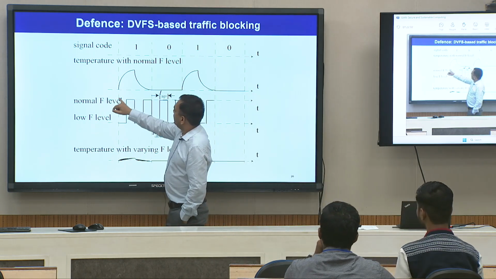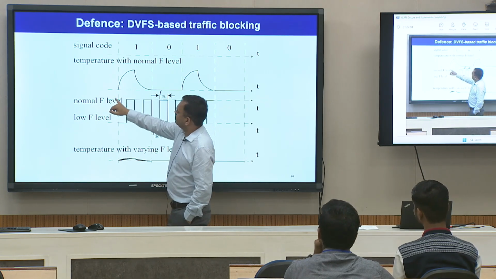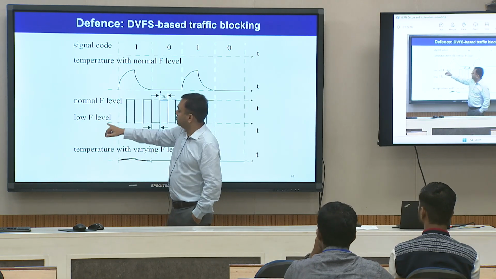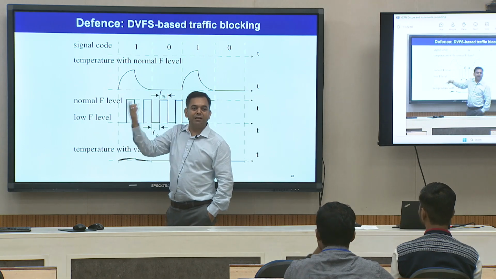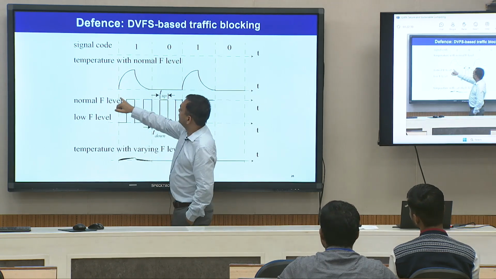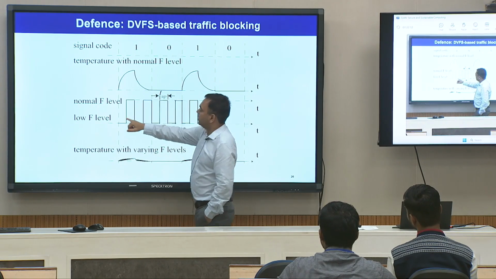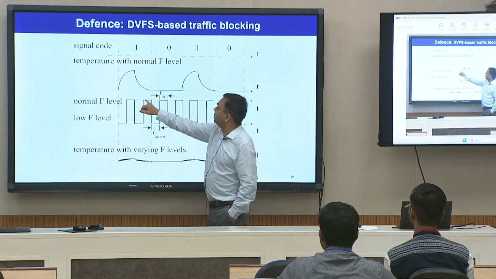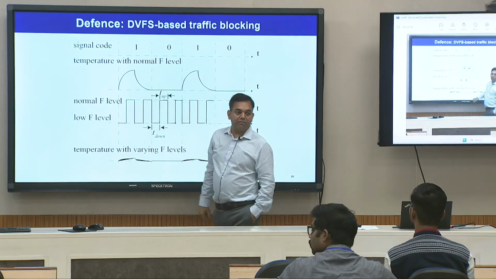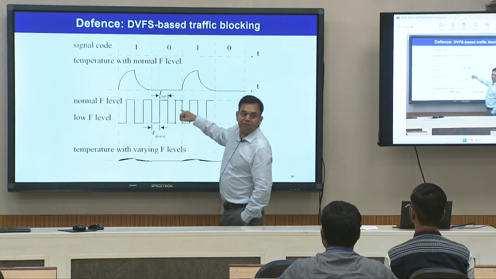But when you are operating, let's say here, let's change the normal frequency level to some low level. That is called dynamic voltage frequency scaling. So you were at normal, but you change it to the low level. Again, you went to normal, but change it to the low level. So you keep changing the frequencies.